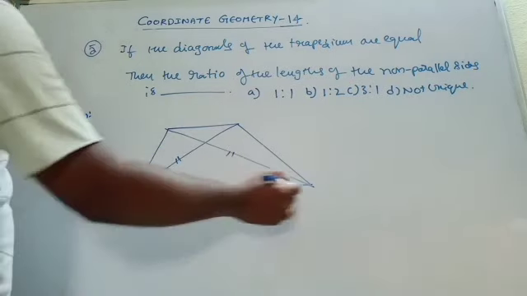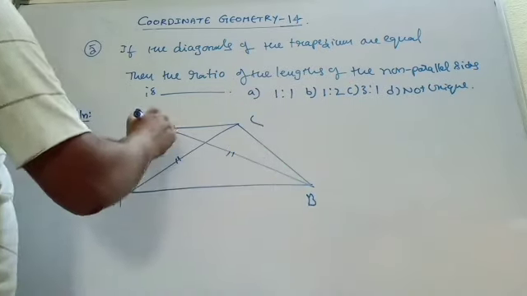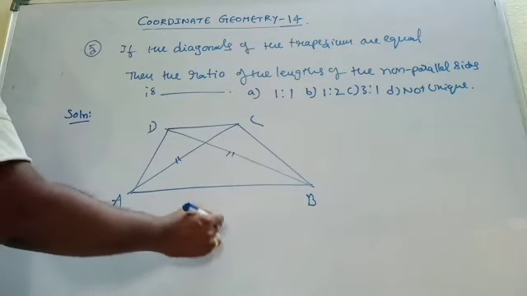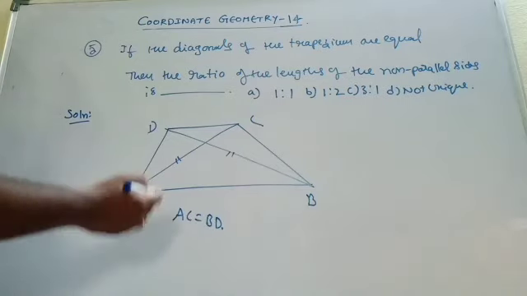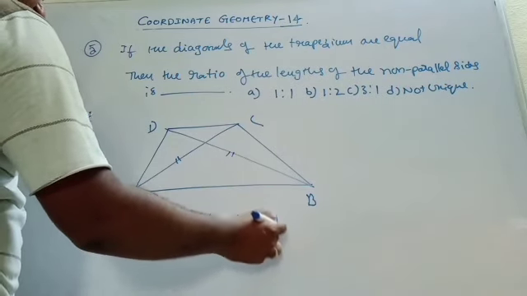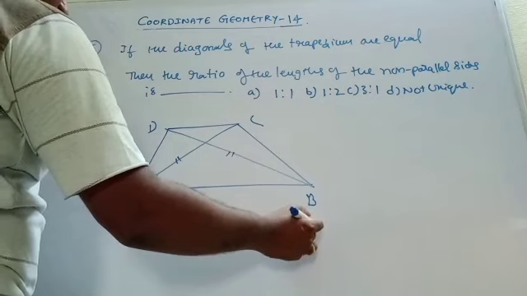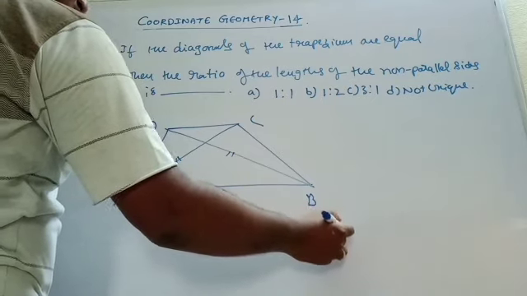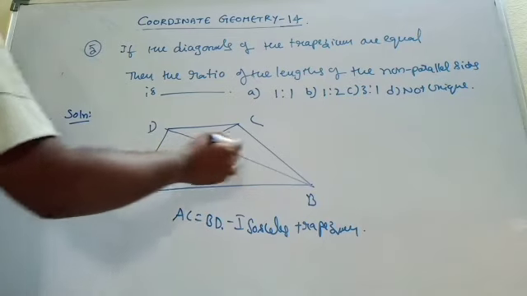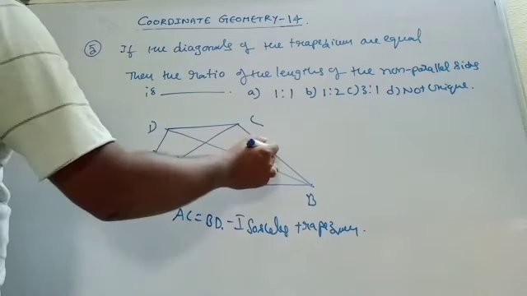If you take this as A, B, C, D, AC equal to BD, they are given like this. AC equal to BD. If the diagonals are equal, this is an isosceles trapezium, right? Once this is an isosceles trapezium, the non-parallel sides are also equal. The non-parallel sides will be equal.